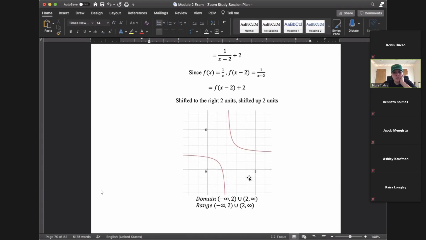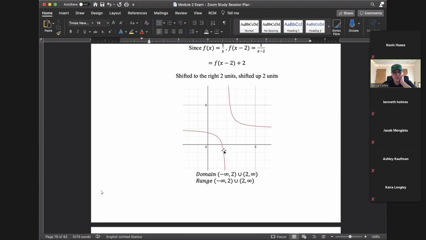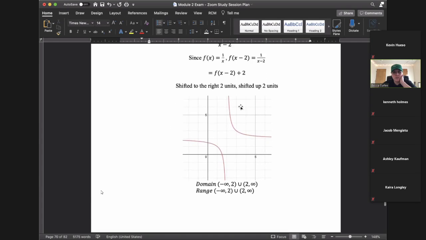So we know that it's going to be shifted to the right 2 units. So we know that our vertical asymptote is going to be x equals 2, and it's also shifted up 2 units. We know that our horizontal asymptote was y equals 0, but now it's going to be y equals 2 because we shifted up. So it's still the same graph behavior as 1 over x, but we've done some shifting here.